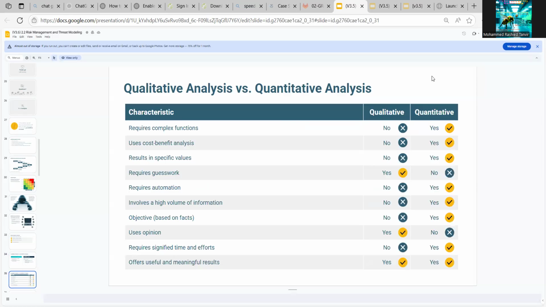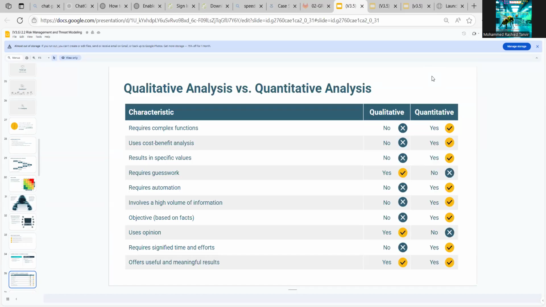Now we analyze one characteristic: requires complex function. If a complex function is required, qualitative no, quantitative yes. Uses cost benefit analysis, qualitative no, quantitative yes. Results in a specific value, qualitative no, quantitative yes. Requires guesswork, qualitative yes, quantitative no.